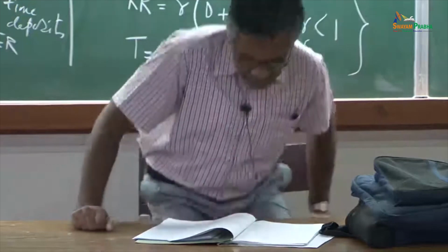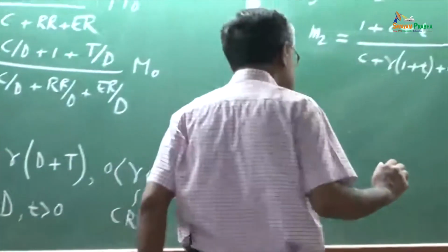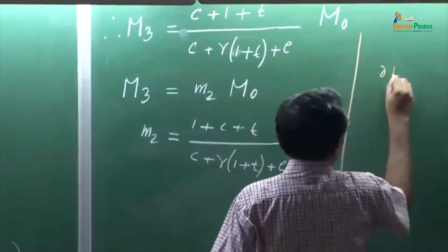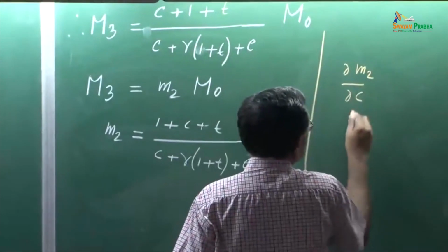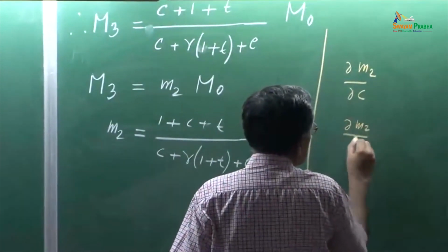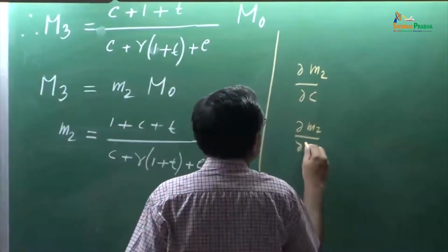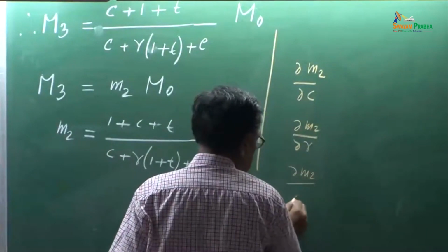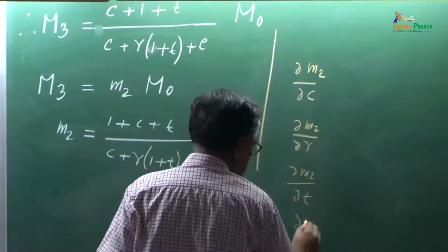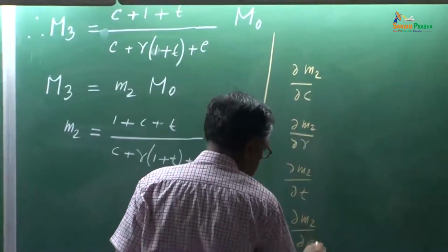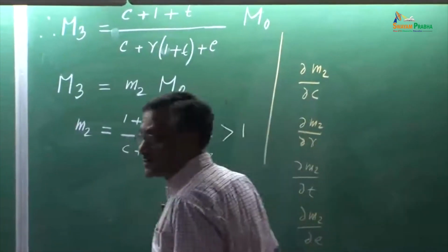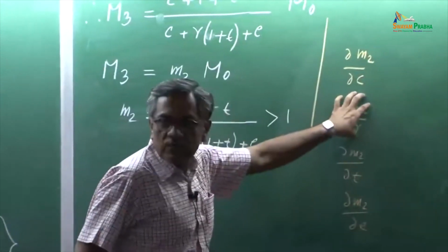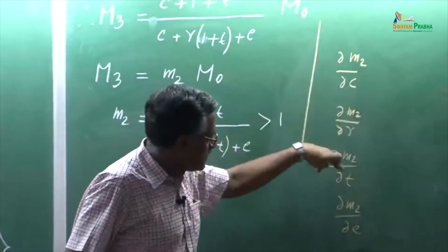Now, please check the derivatives. The derivatives you need to check now are di M2, di C; di M2, di CRR; di M2, di T; and di M2, di E. Check the derivatives. This is the most important one from the policy point of view. The other ones are behavioral patterns.